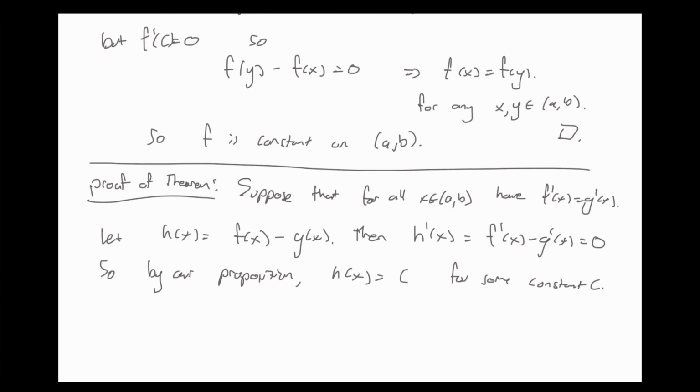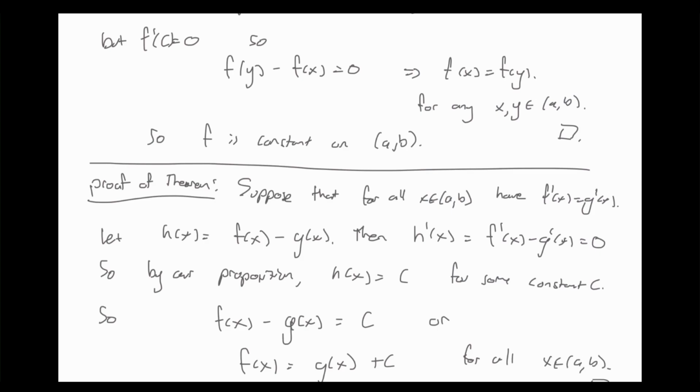So f of x minus g of x is a constant, and therefore f of x is equal to g of x plus c. So now this gives us a rigorous background to anti-differentiating functions. If I know one antiderivative of a function, then I know all antiderivatives of that function by just adding constants. And that's where all these plus c's come from when doing antiderivatives or indefinite integrals, same thing.